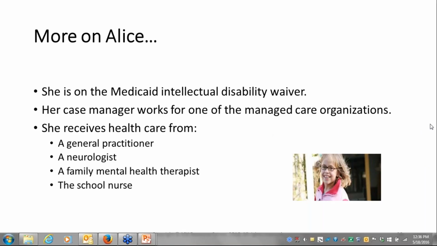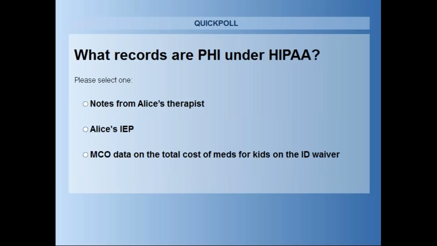Here's the second one. Okay, what records are protected health information under HIPAA? A, notes from Alice's therapist. B, Alice's individual education plan. And C, data from the managed care organization on the total cost of medications for children with epilepsy on the intellectual disability waiver. So you only need to choose one. Which of those records is actually covered by HIPAA as protected health information? And your answers on your poll are a little bit shorter because we couldn't fit the whole answers in. It has a maximum number of characters.